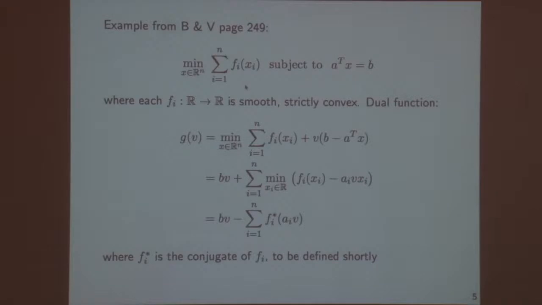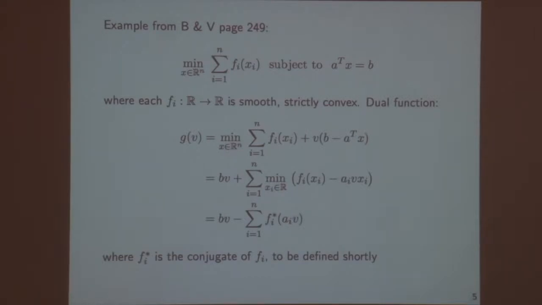I can't just go out and minimize fi of xi individually because I have to pay attention to what happens to fj of xj because of this constraint, A transpose x equals b. And let's assume, just for simplicity, that each fi is smooth and strictly convex. So this thing is differentiable and it's also strictly convex. That's just for simplicity. Let's derive the dual function, the Lagrange dual function.